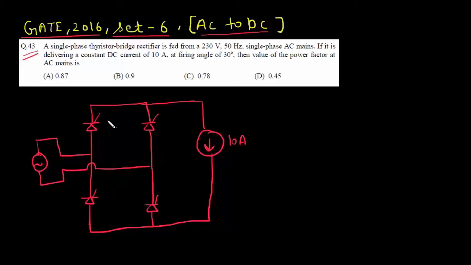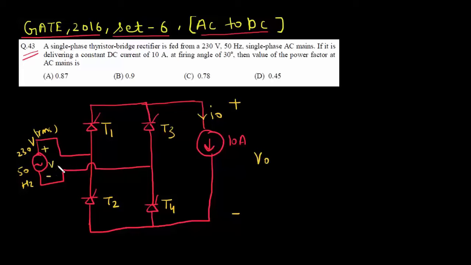So let us name the thyristors. This is T1, let's say this is T4, T3 and T2. The output voltage is V0. Output current is I0. So this is 230 volt RMS, 50 hertz single phase AC source. Let's name it VAC and the current is IAC. So we have to find the power factor of AC mains.